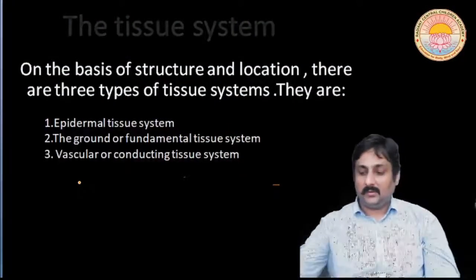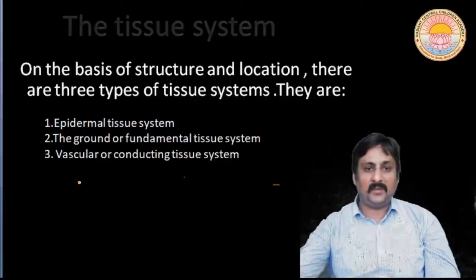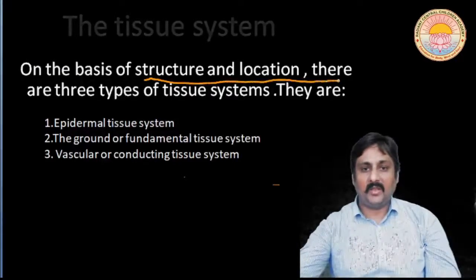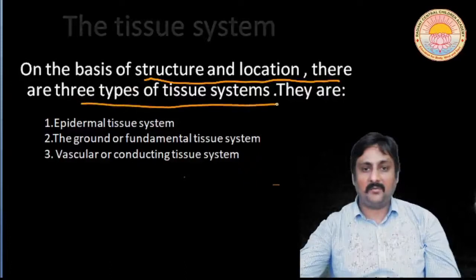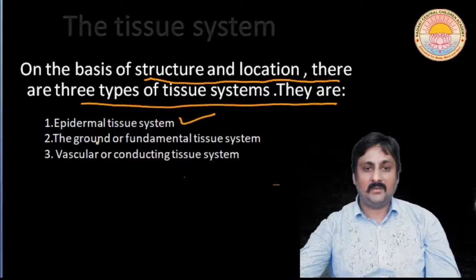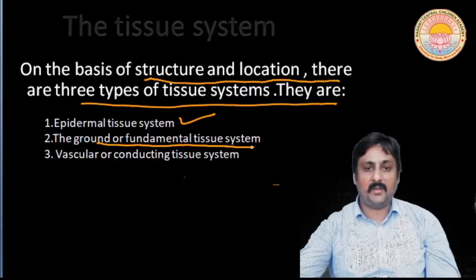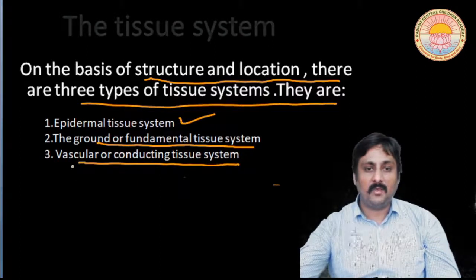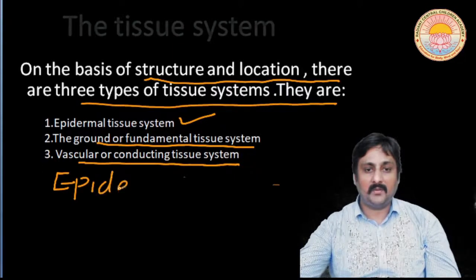Okay. Now, as you know, on the basis of structure and location, there are three types of tissue system. First is the epidermal tissue system, the second one is the ground or fundamental tissue system, the third one is vascular or conducting tissue system. Today we are going to discuss the epidermal tissue system as such.